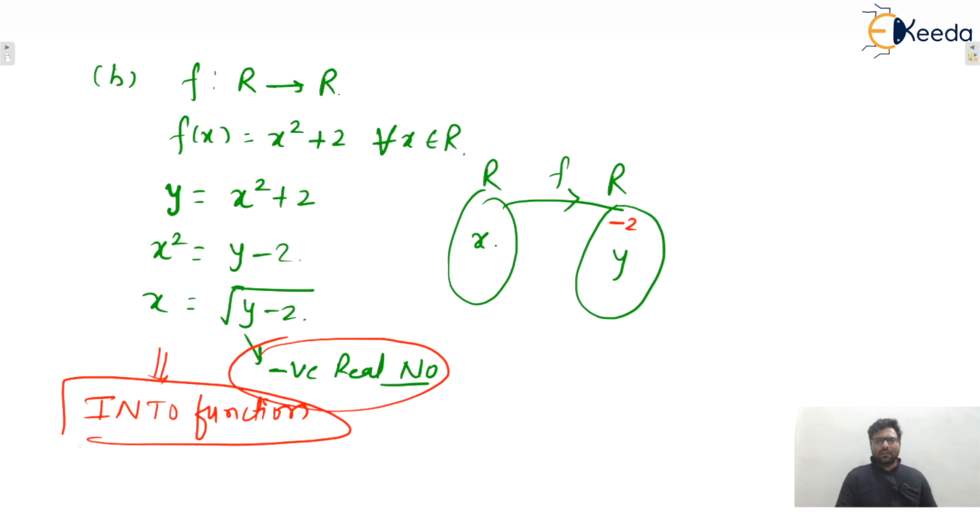So you can observe, if a function is not onto, then that is into, and if a function is not one to one, then that is many to one. So these are some techniques to prove whether the function is one to one, onto, into, many to one or bijection. I hope this one is clear to everyone. So that's all about types of function.